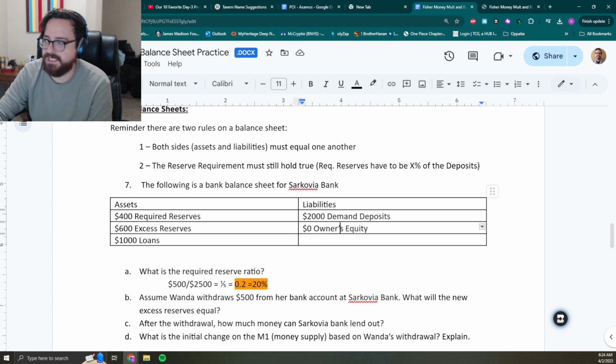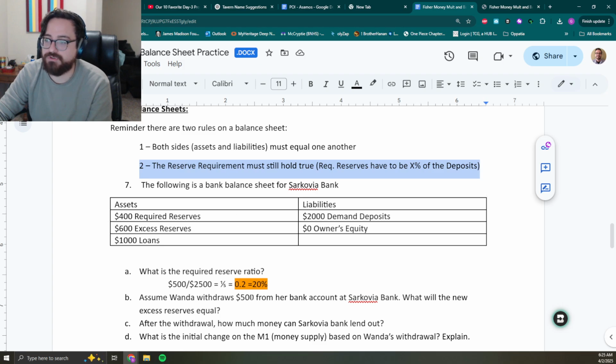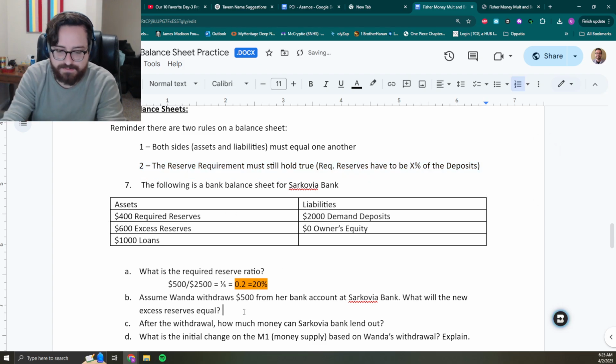I checked the two rules again. Assets and liabilities equal each other: 2,000 total on this side, 2,000 total on this side. Reserve requirement must still hold true. 400 is 20% of 2,000. True. So her new excess reserves now equal $600.